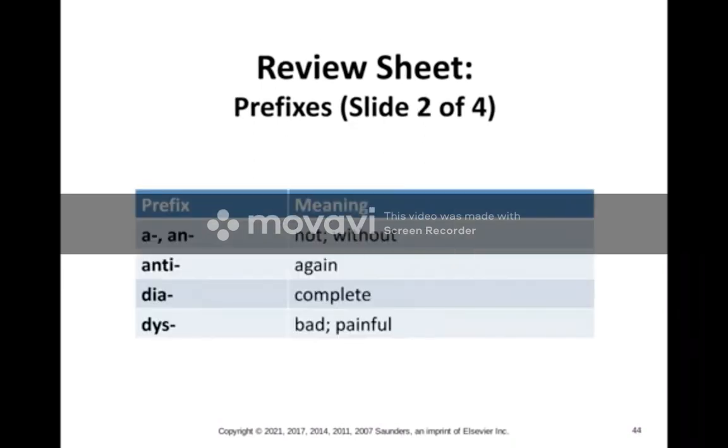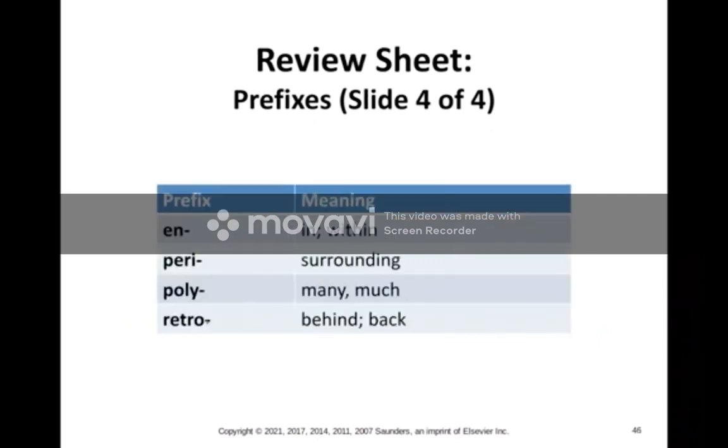Some prefixes are a or an, which means without or not. Anti is against. Dia means complete. Dis means bad or painful. En means within. Peri is surrounding. Poly means many of them or lots of them. Retro is behind or in back.